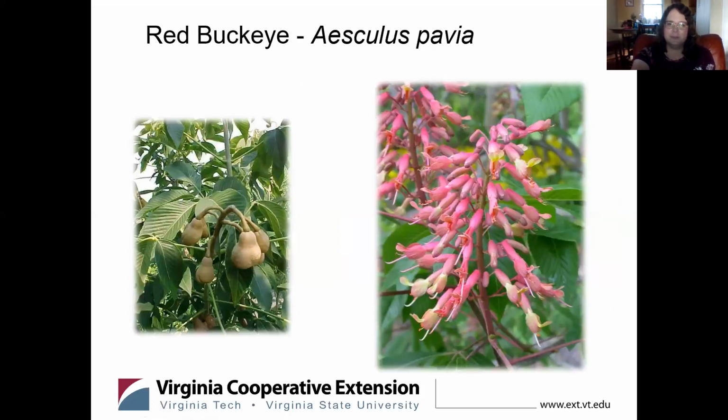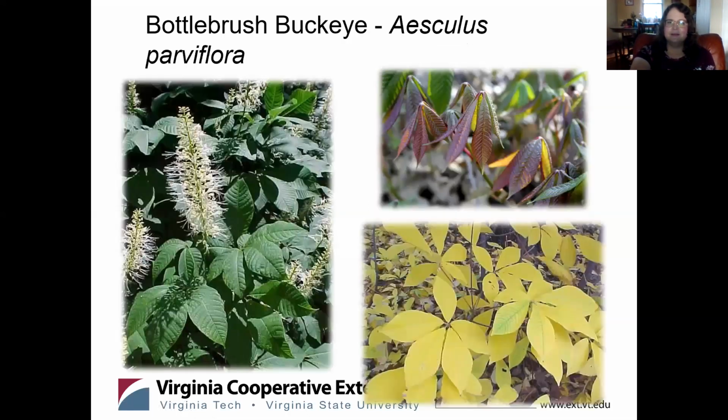Here's red buckeye. This is a favorite for the ruby-throated hummingbird. Absolutely loves this tree. Very gorgeous tree. Red buckeye is one of my favorites also. Here's bottlebrush buckeye, Aesculus parviflora. That's native to more of the Carolinas area and into Georgia. Great fall color, great spring leaf color, and beautiful white bottlebrush-shaped flowers.